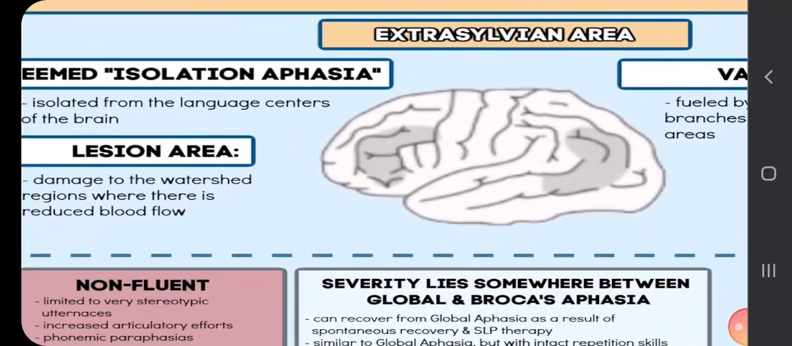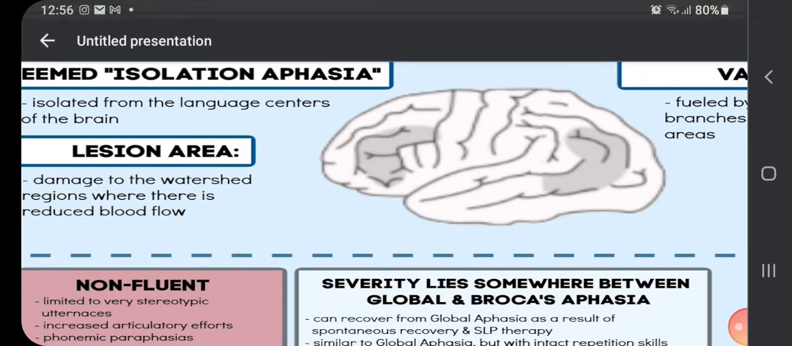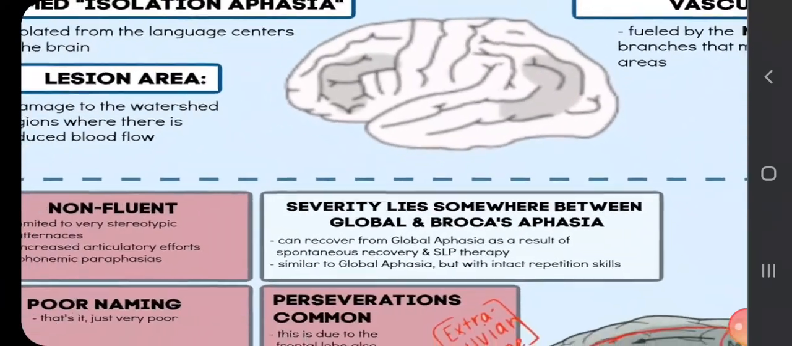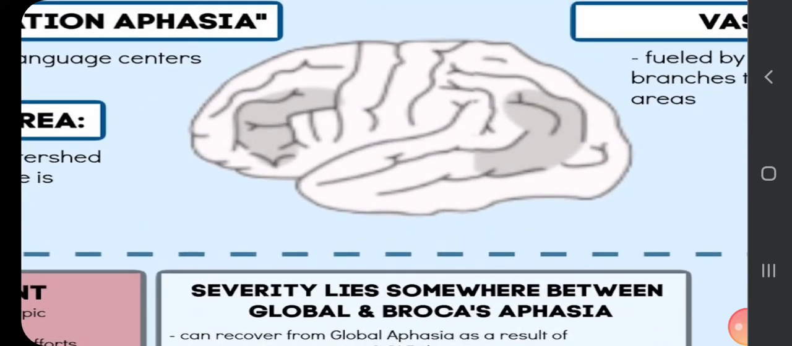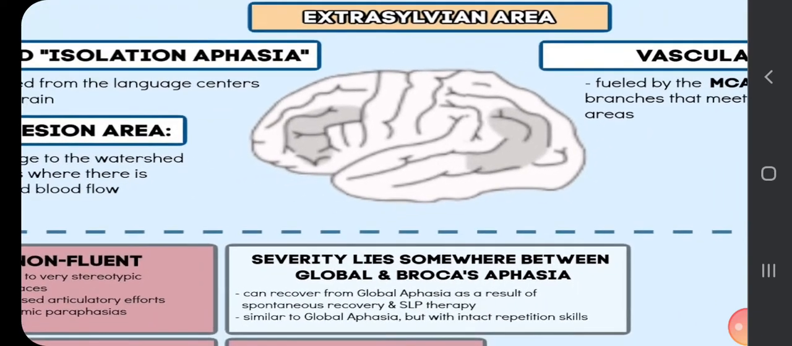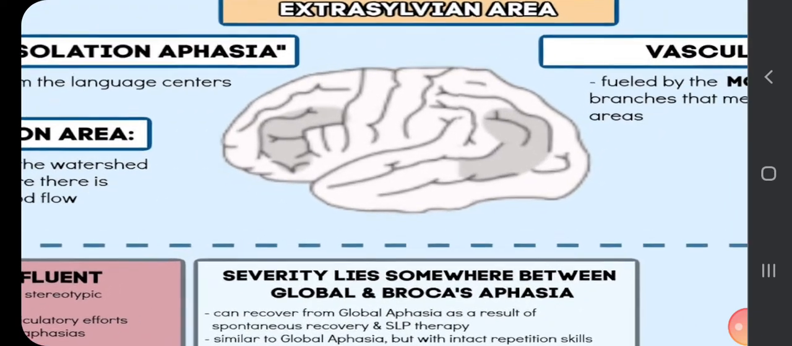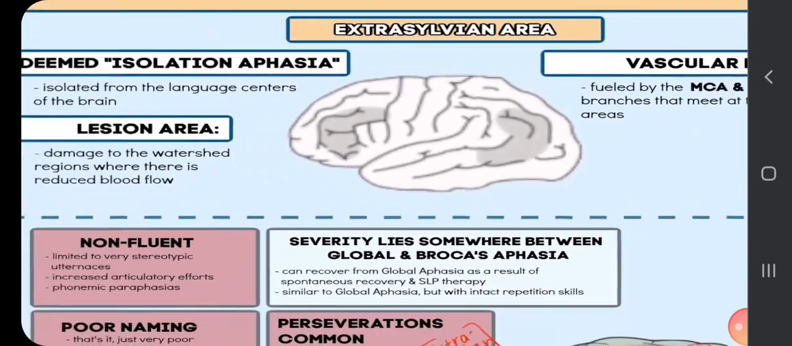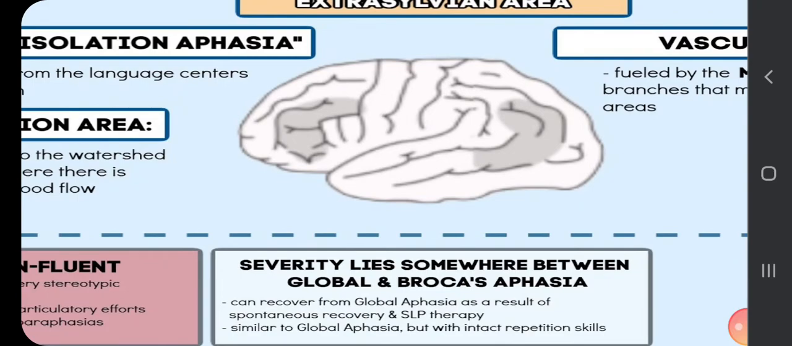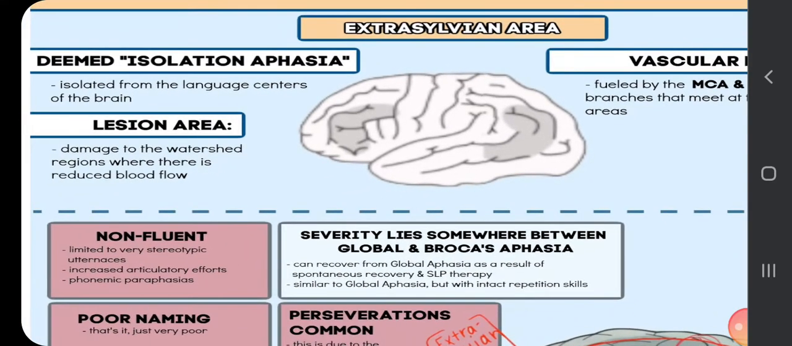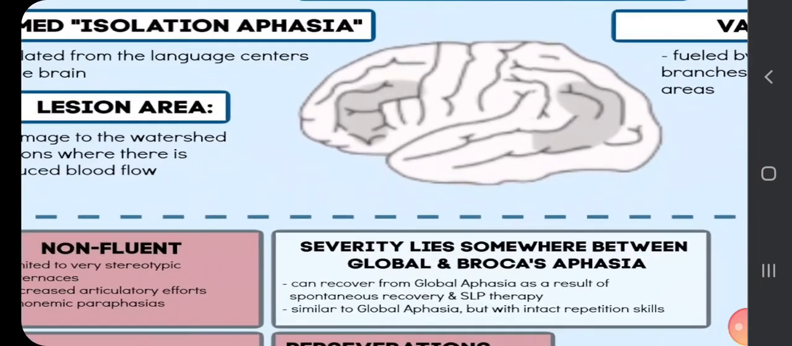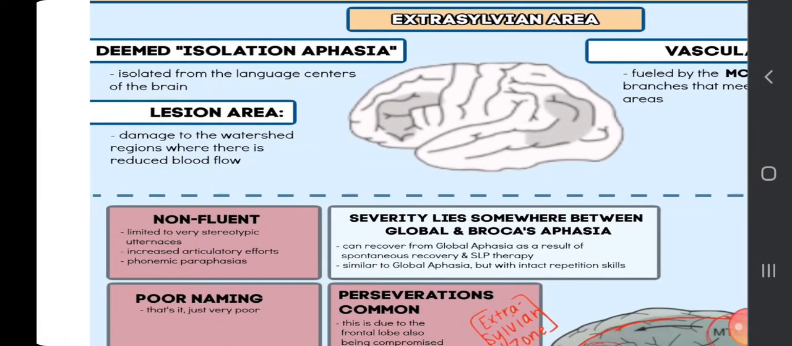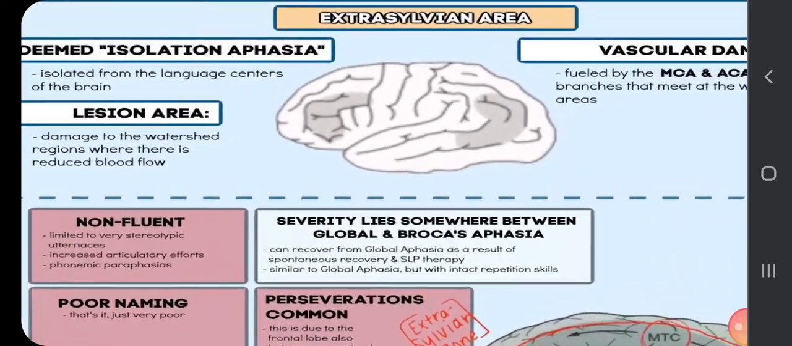It is also deemed as isolation aphasia. It is isolated from the language centers of the brain. What happens is that this over here is the Broca's area, and the lesion is around Broca's area, and over here is the Wernicke's area, and the lesion is around Wernicke's area. So it's not in the language centers itself, but the lesion is in the area that connects to the language centers. So that is why it is also known as isolation aphasia. Lesion area is the damage to the watershed region where there is reduced blood flow.